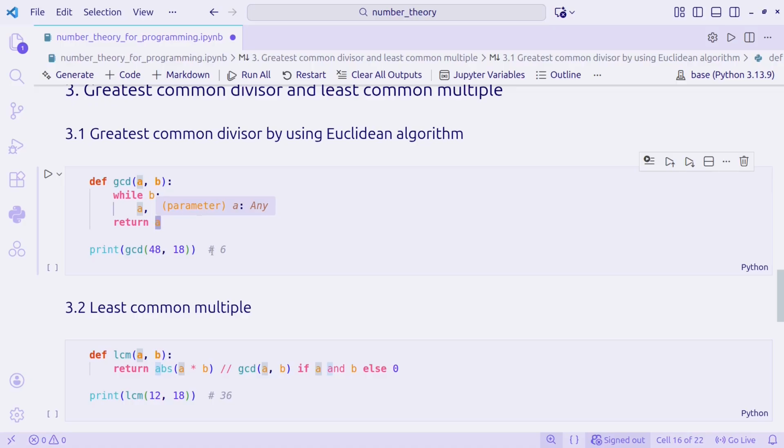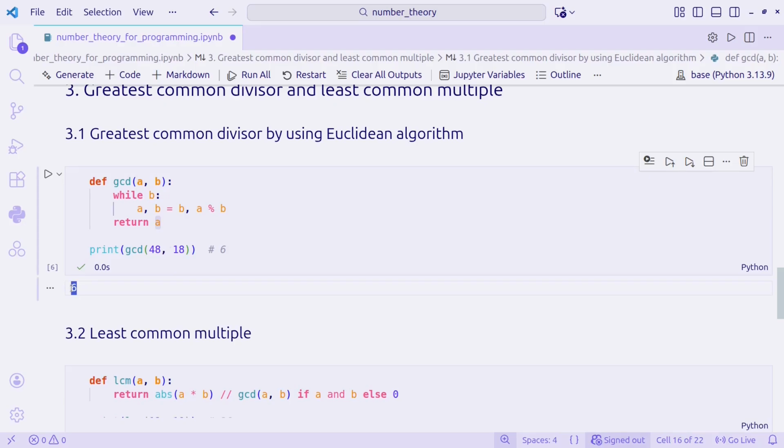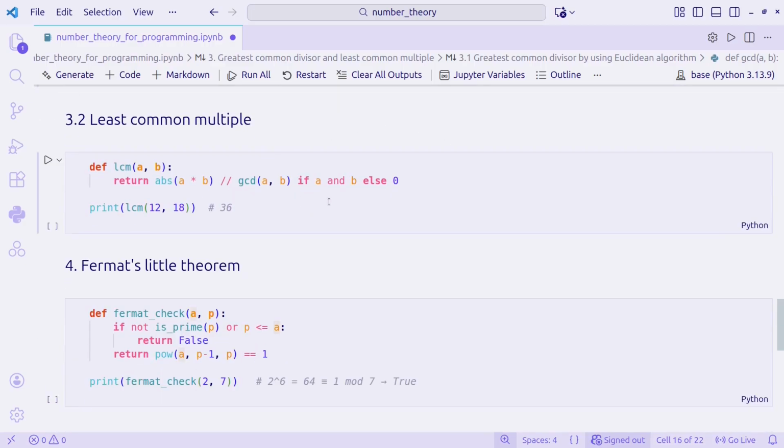Okay. So for example, if 48 and 18 are put into the function, I'm able to find out the GCD of these two numbers as 6. Yes, it is 6. So it means that the largest possible common divisor of these two integers will be just 6, okay?